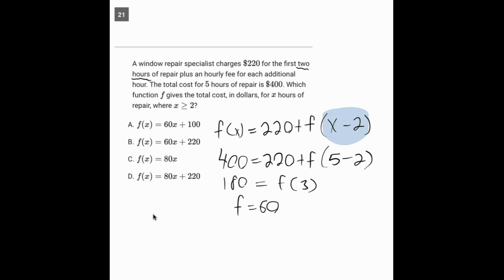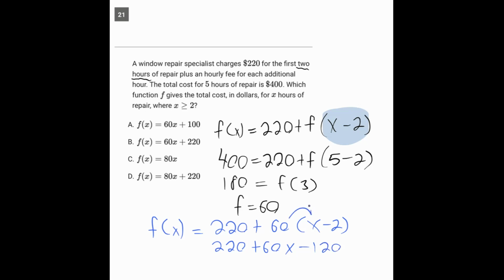So now that we know this, we can say, well, this function is equal to 220 plus $60 times x minus 2. And that's what we're being asked for, the function. So let's start simplifying. 60 times x and 60 times negative 2. So that's 220 plus 60x minus 120. So we just distributed. And 220 minus 120 is 100. So we have 60x plus 100, which is exactly answer choice A here.